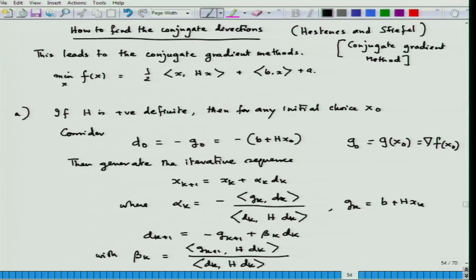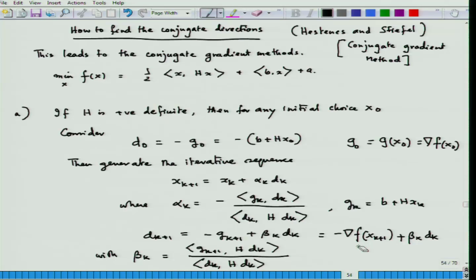Now, what Hestenes and Stiefel show is that you can construct a new vector, which is the gradient at x k plus 1. So once you know dk and you know xk, you find the alpha k of this form, and then you get x k plus 1. Now your d k plus 1, to go from x k plus 1 to x k plus 2, is found from dk in this sort of manner.